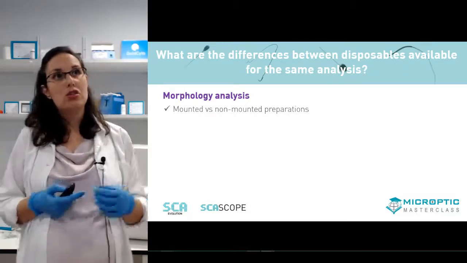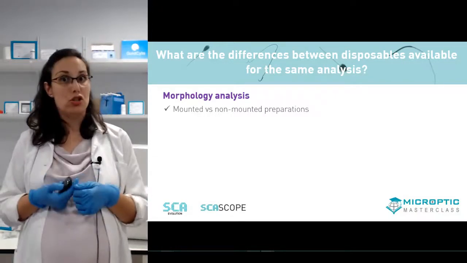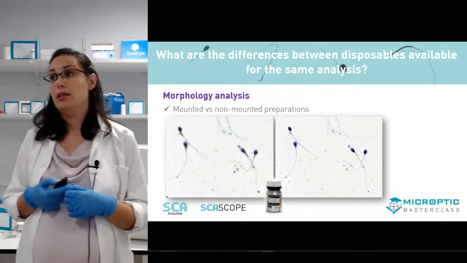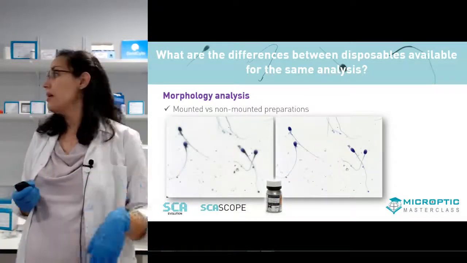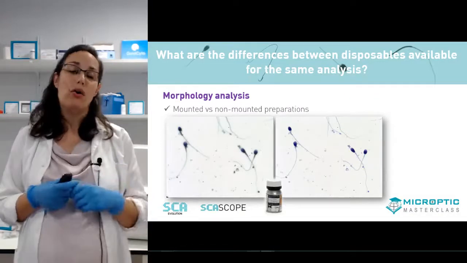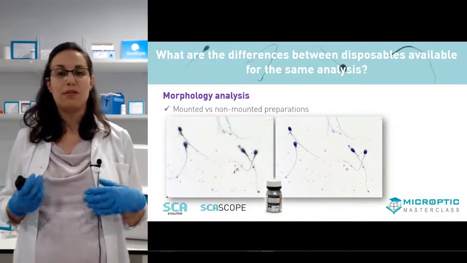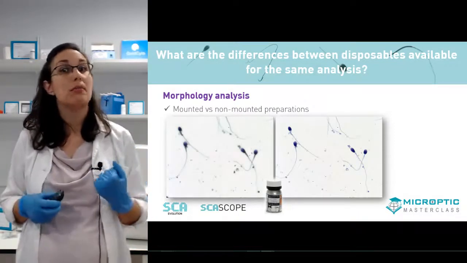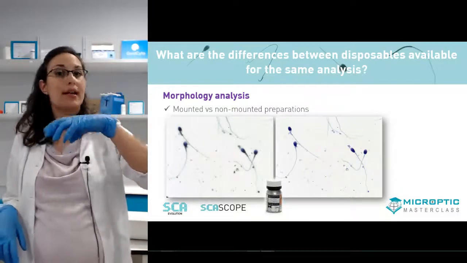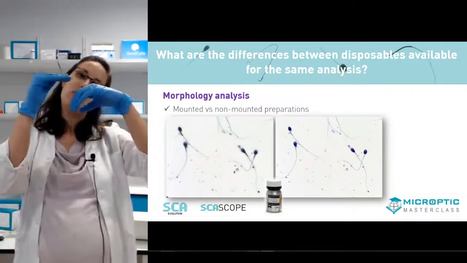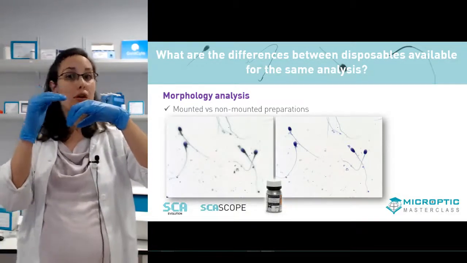Also, another decision to think about is whether it's worth it to mount or not mount preparations. Once the smears are stained, you have the option to analyze immediately under the microscope or to mount and then analyze. We have to think that sperm cells are three-dimensional structures. Okay, so what does it mean? That when you are working at high magnification, depending on the focus plane that you are working on, you will see some structures or not.